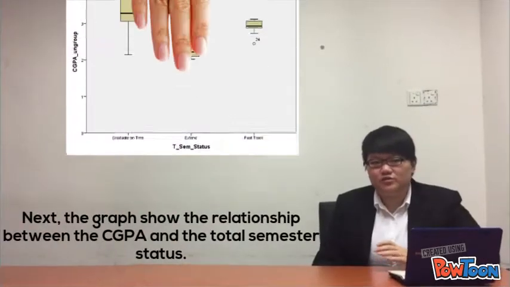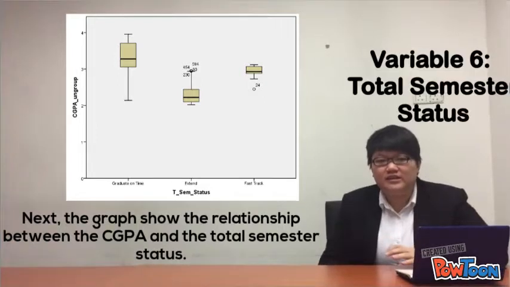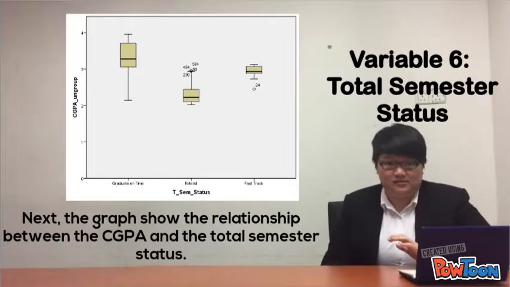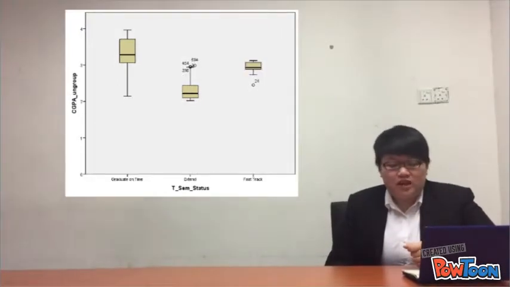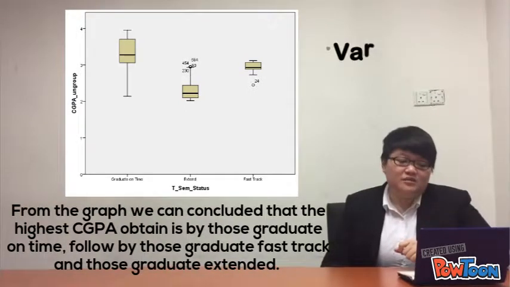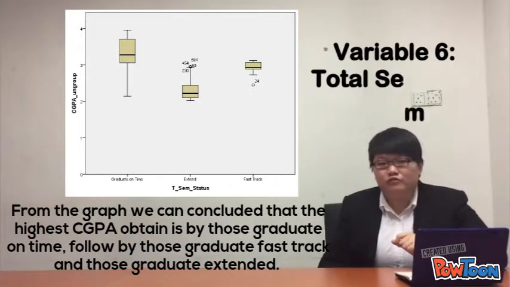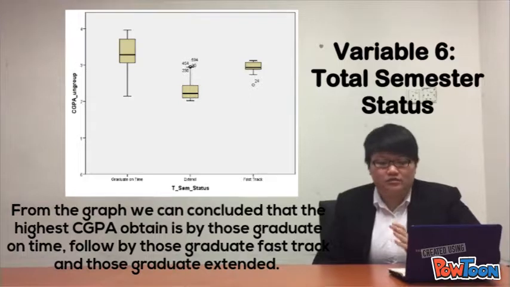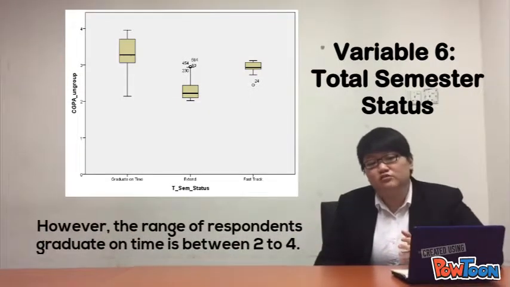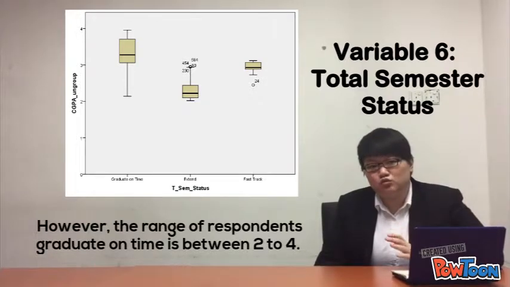Next, the graph shows the relationship between the CGPA and the total semester status. From the graph, we can conclude that the higher CGPA obtained is by those who graduate on time, followed by those who graduate fast track and those who graduate extended. However, the range of respondents who graduated on time is between 2 to 4.